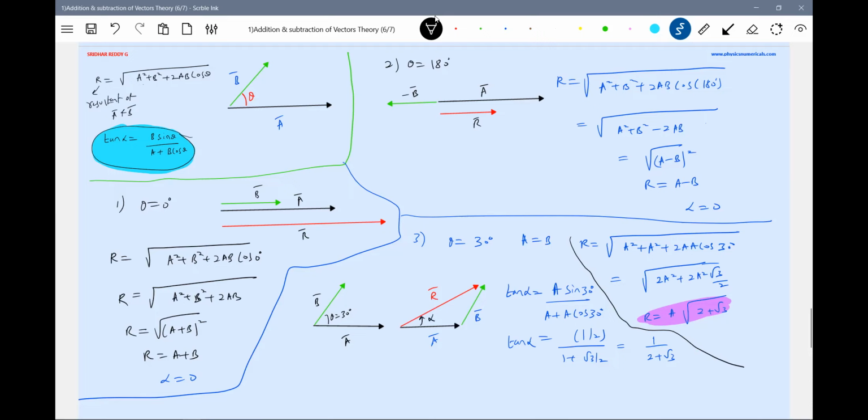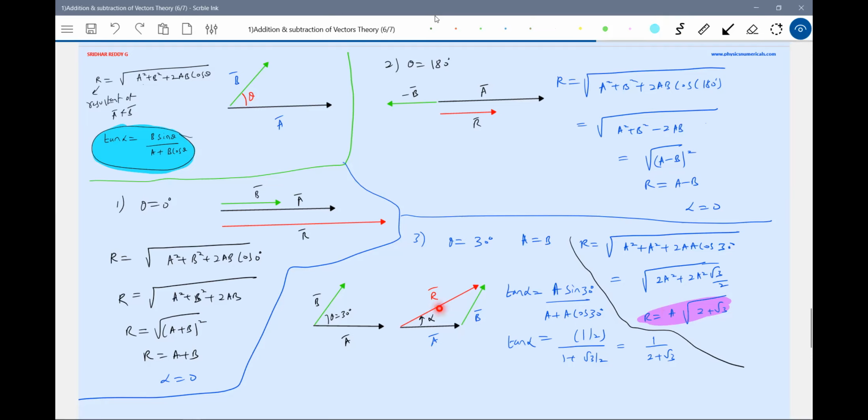Hope everyone is able to get it. Sir, how are you measuring alpha? Not by protractor. Directly the answer is available. Sir, how are you measuring the length R? Directly from the formula. I'm not using any scale, so no error. So this was the use of the parallelogram law of vector addition.